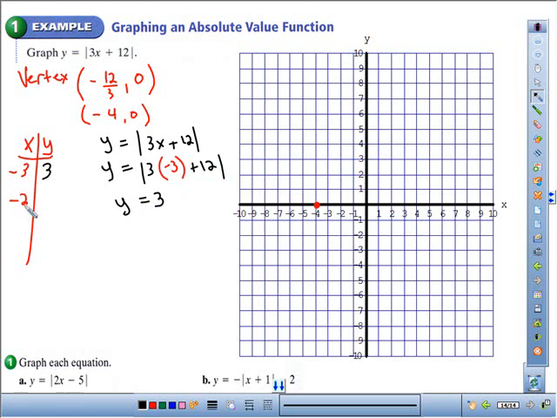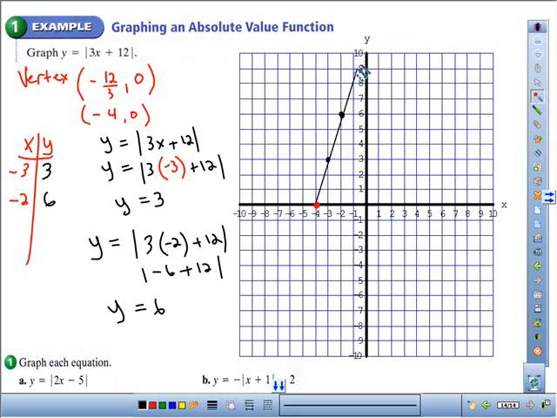We're going to do the same thing for negative 2 now. y is equal to the absolute value of 3 times negative 2 plus 12. We're going to simplify this. We get the absolute value of negative 6 plus 12. So y is going to equal 6. Now we're going to plot these points. When x is negative 3, y is 3. When x is negative 2, y is 6. And then you're going to connect.